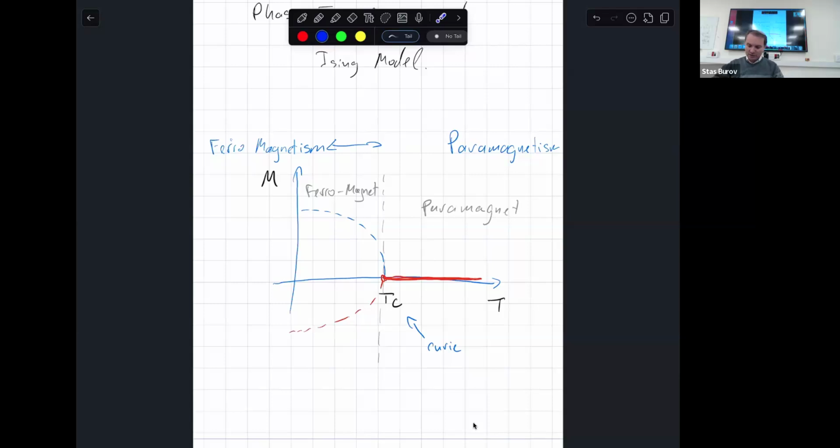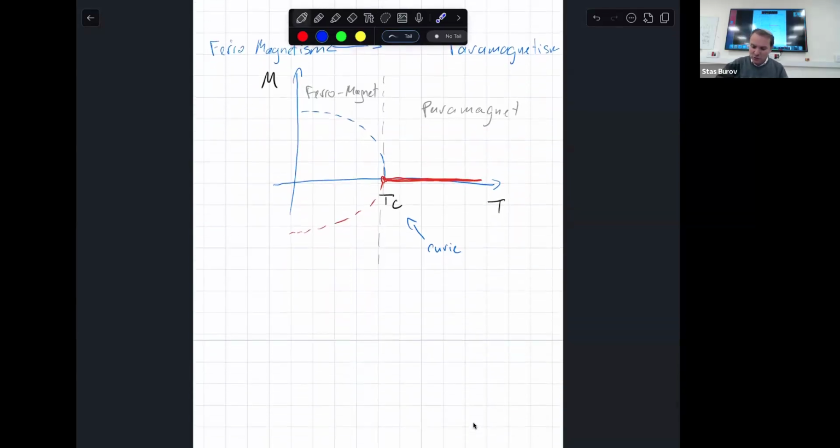And what is this other effect? So if we look at the magnetic moment, but not as a function of temperature, but as a function of the external magnetic field, H. Okay? So the regular paramagnet behaves in the following fashion.